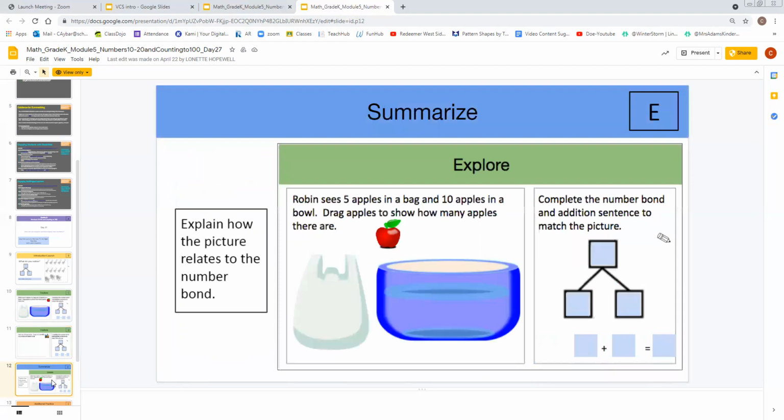So again, this is the summary slide. Explain how the picture relates to the number bond. So because we put the 10 in the bowl and 5 in the bag, that is exactly how we are decomposing 15.